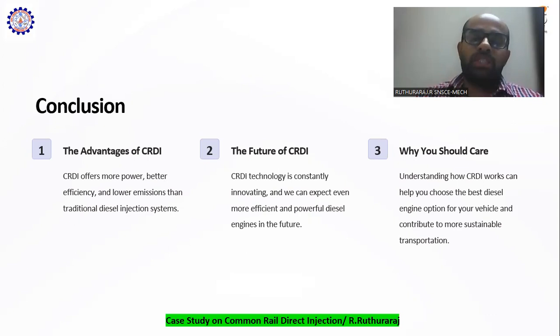To sum up, CRDI is a common rail direct ignition system. Here, a common rail system with high pressure injectors is used to spray the fuel into the ignition chamber to get higher fuel efficiencies. Hope you understood this topic.